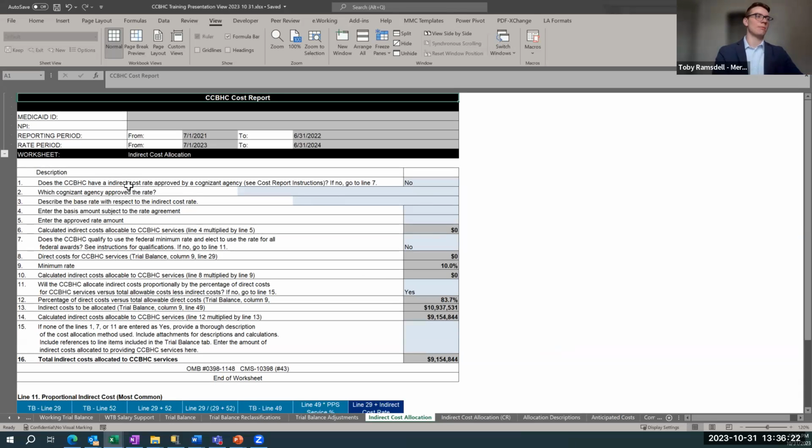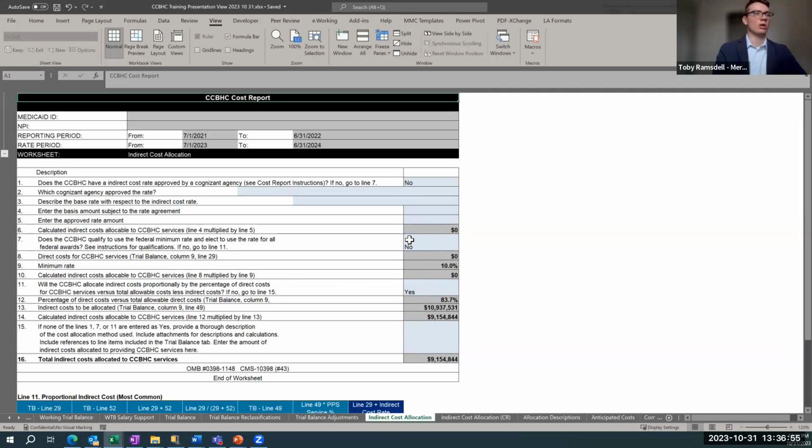So these are the examples we walked through of cost allocation. So is there an indirect cost rate that is approved by a cognizant agency? So I've marked no. We'll walk through that example next. Does the CCBHC qualify to use the federal minimum rate and elect to use the rate? I've marked no. Will the CCBHC allocate indirect costs proportionally to the percentage of direct costs for CCBHC services versus total allowable costs less indirect costs? So I've marked yes. So this is the direct method.